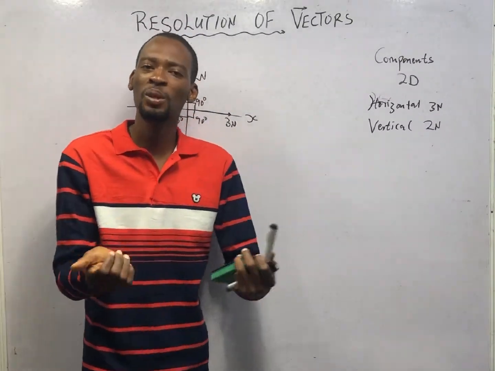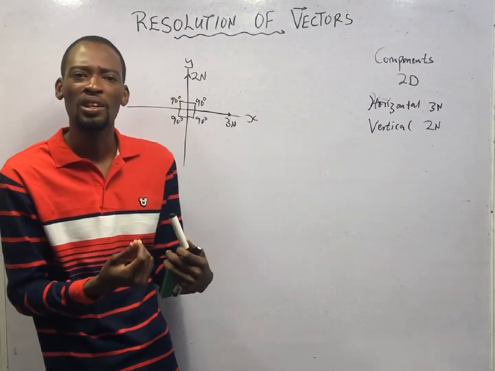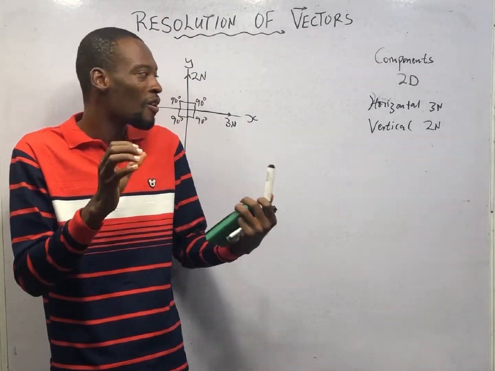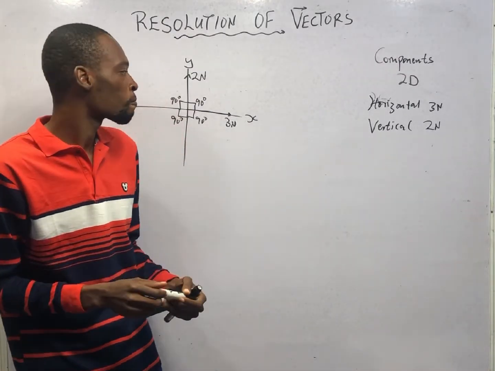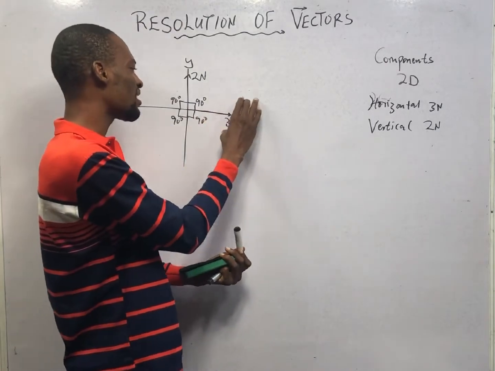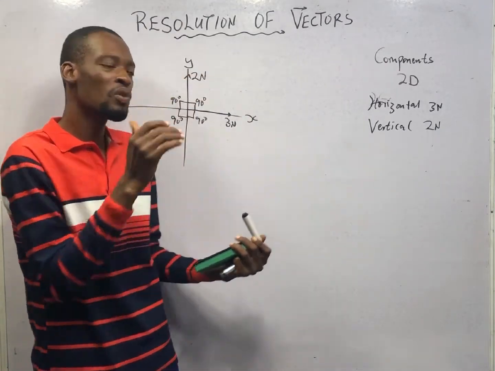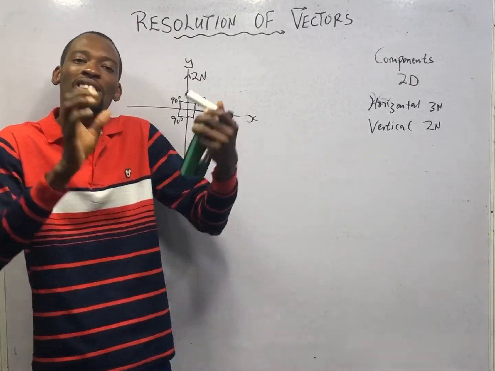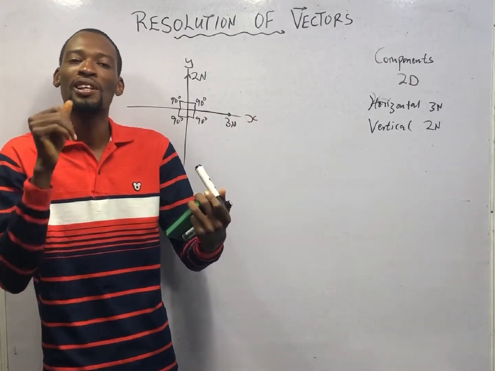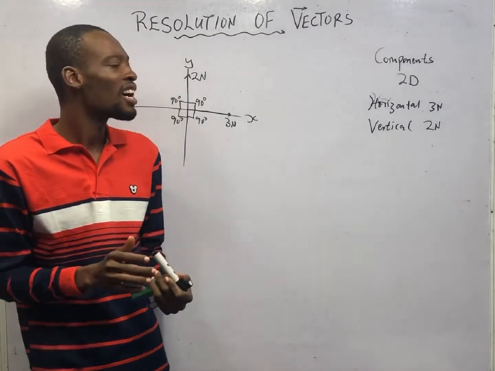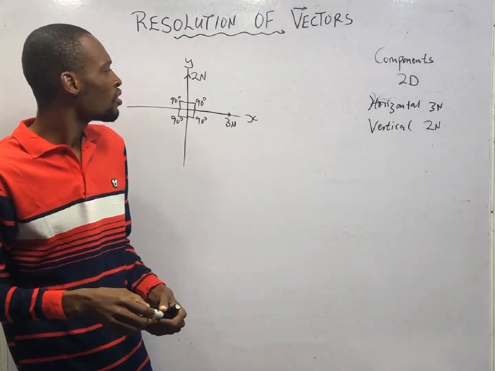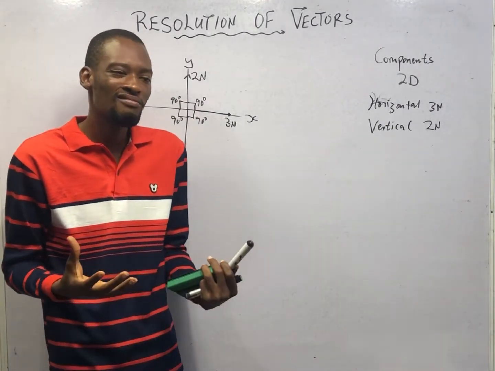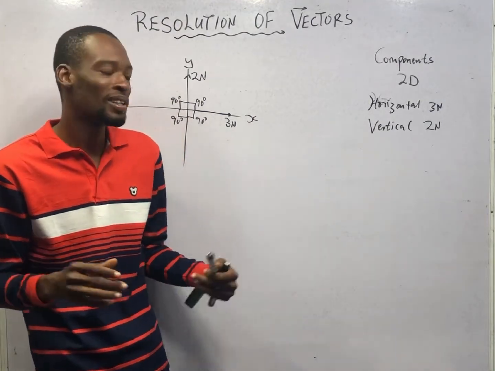And in resolution of vectors, we look for a value referred to as the magnitude or the resultant vector. Since this is acting here and this is acting here, when you combine the effect of the vectors or of the forces, what single value will it give you? That is the resultant. And how do we find the resultant? You simply find the resultant using what we refer to as Pythagoras theorem.